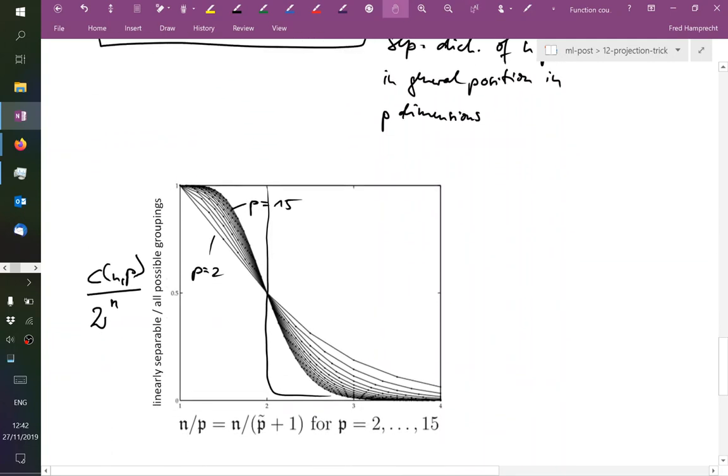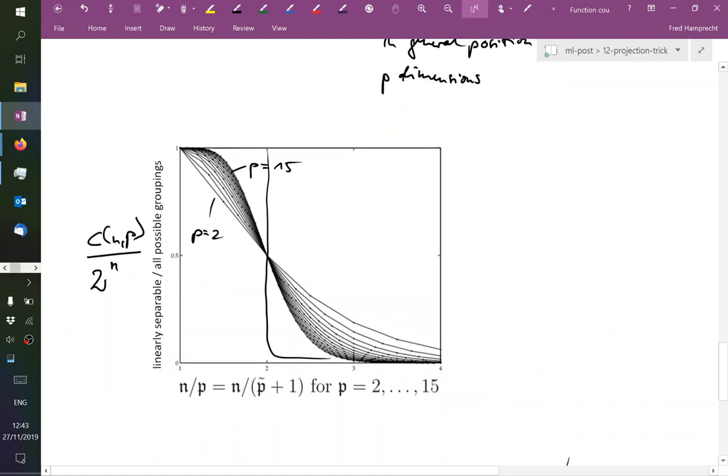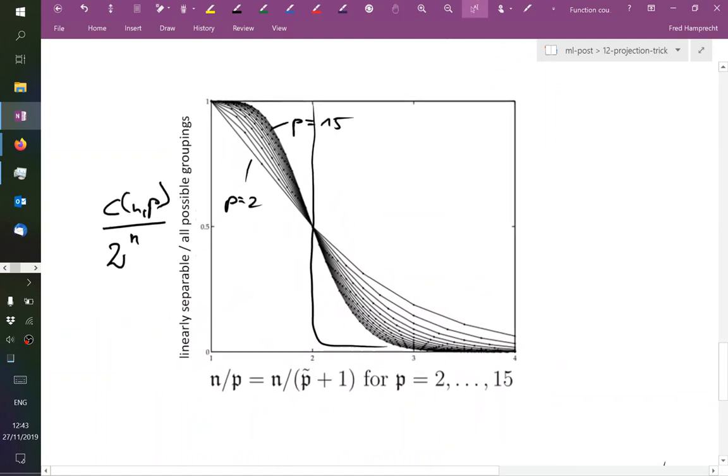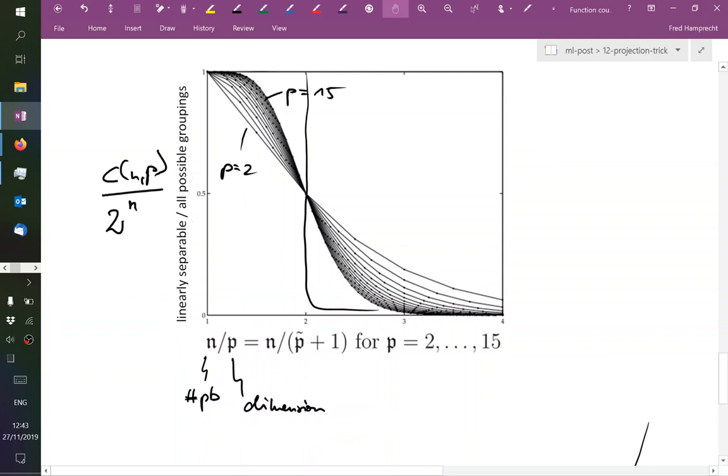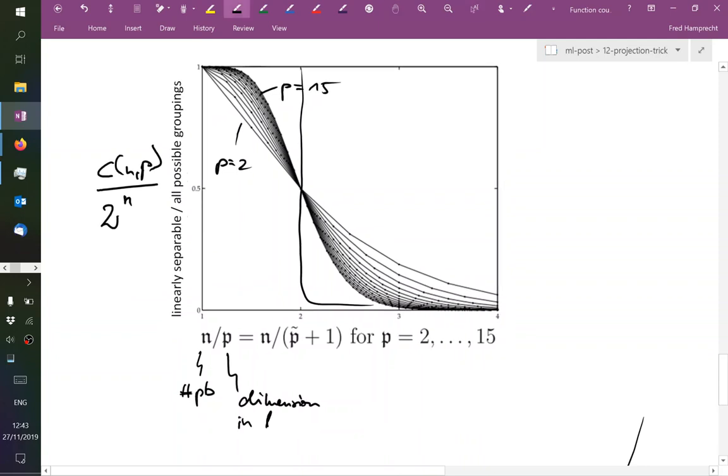Now here I've made a plot of this quantity. So n is the number of points, p is the dimension if we work in homogeneous coordinates, or p tilde would be the dimension in non-homogeneous coordinates.